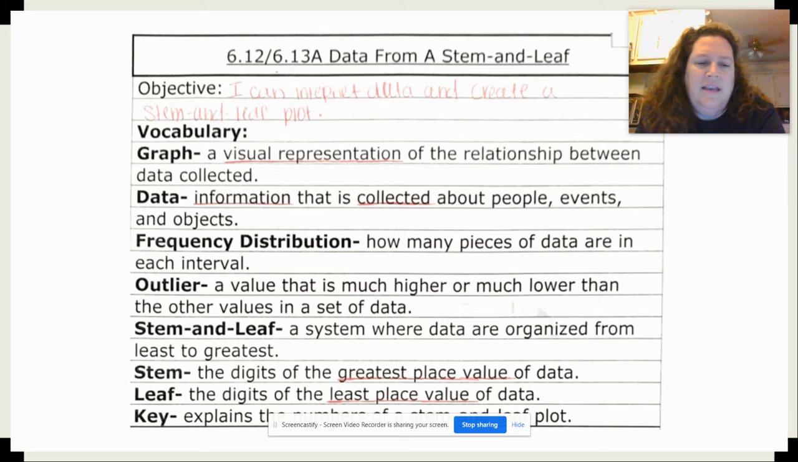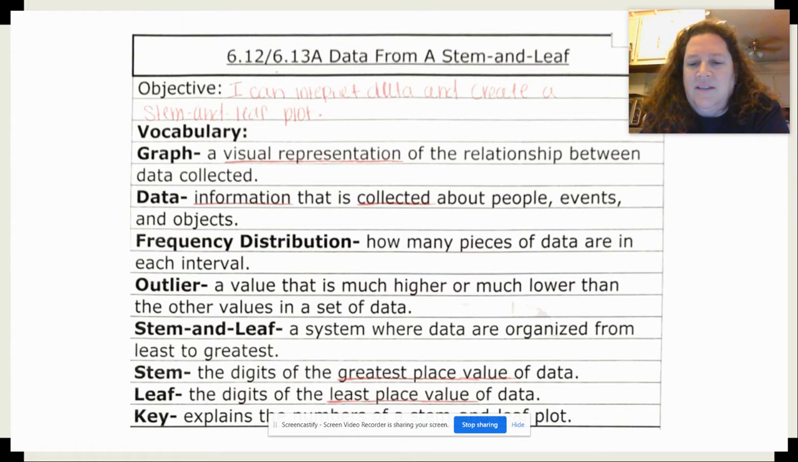So frequency distribution has to do with a histogram. We don't see that in this graph, but sometimes we'll talk about how the data is distributed, but the interval itself is actually part of the histogram. That's the only one that has intervals, okay? An outlier, we've talked about this one before. It's a value that is much higher or much lower than other values in a data set.